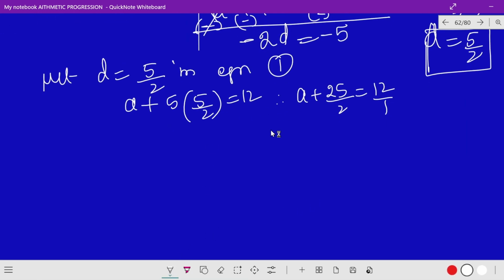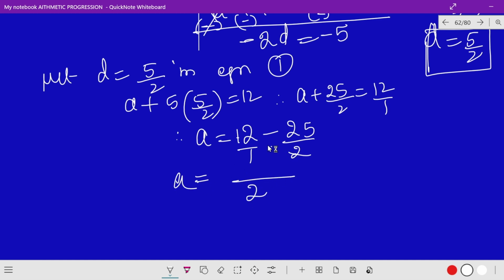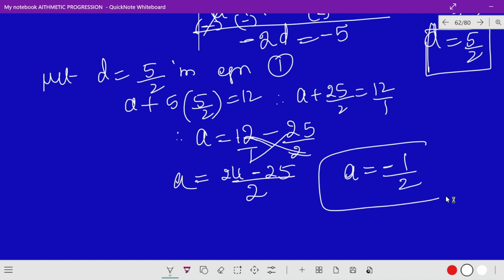Therefore, a is equal to 12 minus 25 by 2. Take the LCM. 12 is 24 by 2, so 24 minus 25 over 2. Therefore, a is equal to minus 1 by 2, right? This is the answer.